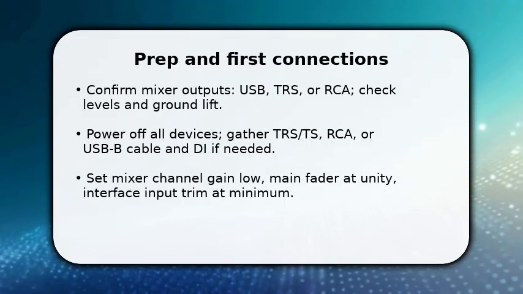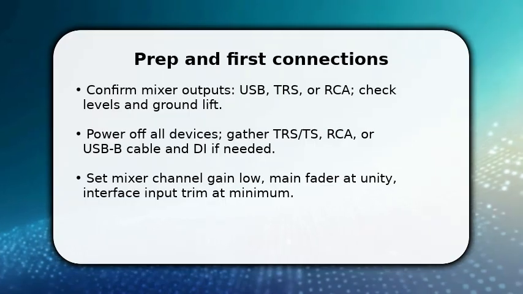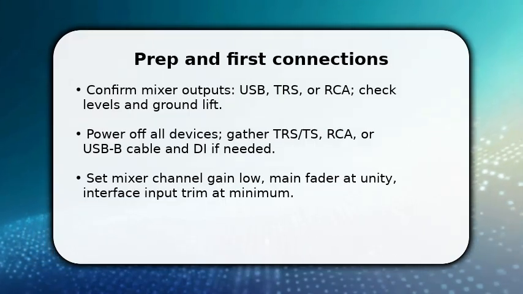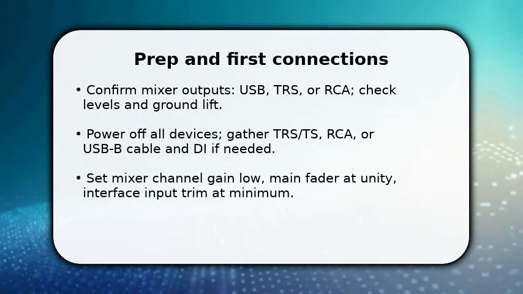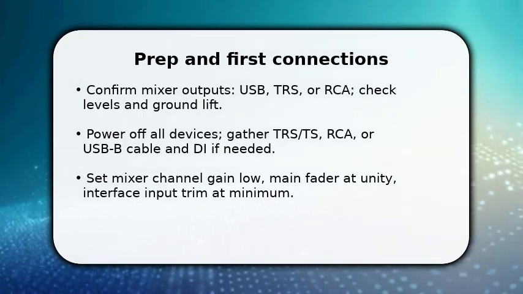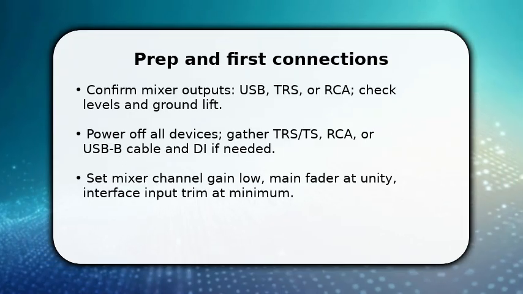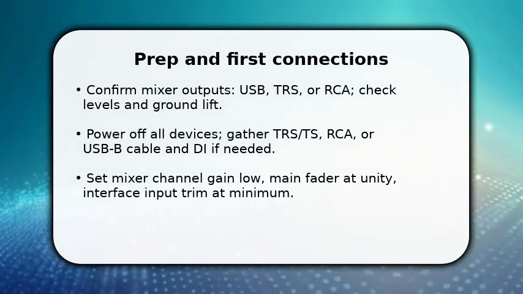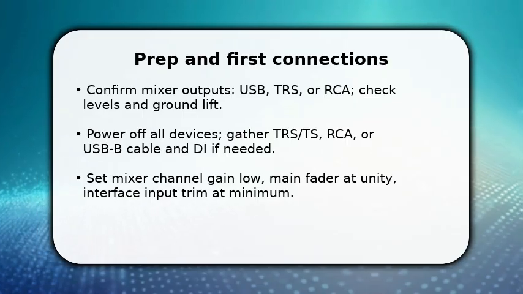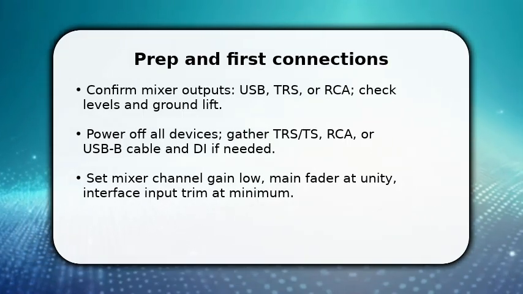You'll start by preparing gear and making the first physical connections. Power everything off, then connect the mixer's main output to the audio interface input using the appropriate cable, USB-B if the mixer has native USB, or balanced TRS/RCA into the interface. Once done, set the mixer main fader to unity and lower channel gains to avoid clipping.